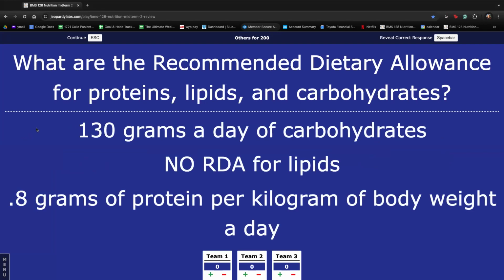Lipids have no RDAs because people really don't need help consuming lipids. It's everywhere. So they don't have recommendations. If you look at the nutrition facts, it tends not to have a percentage, or it's not even included. I'm not certain, but it makes sense if you think about it.